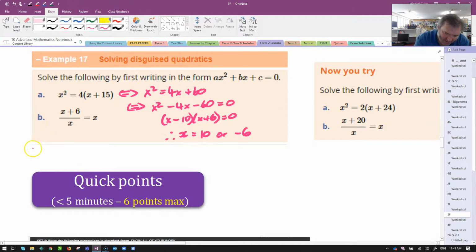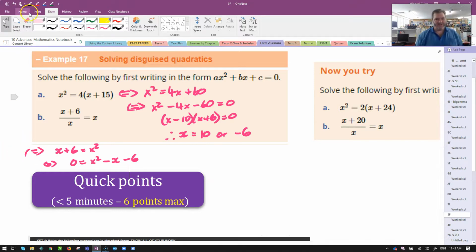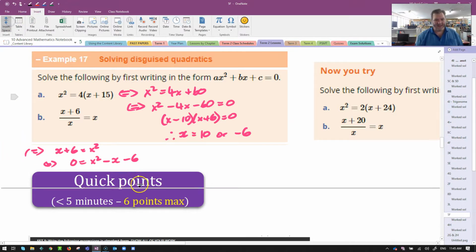Part B here, what's that going to be equivalent to? I don't like having x on the bottom, so I'm going to multiply through by x. So I've got x plus 6 equals x squared. Hot tip, keep your x squared positive. So when I rearrange this one, I'm going to have 0 equals x squared minus x minus 6. Oh, a little bit of space. I can't help but finish it off. It just feels wrong to leave it hanging there.